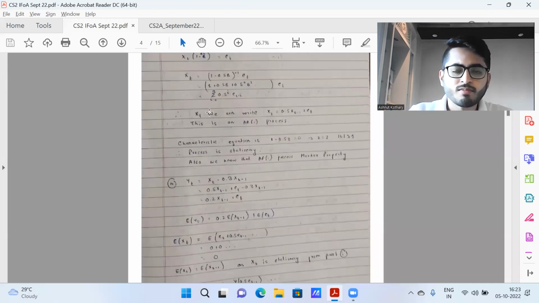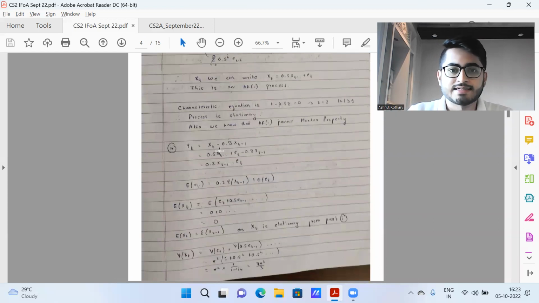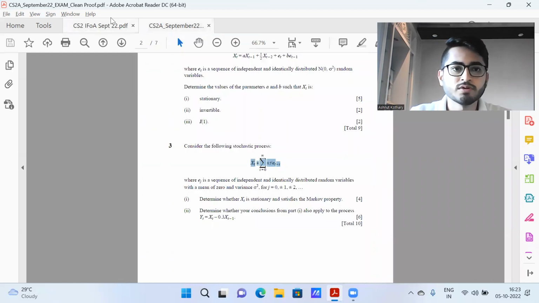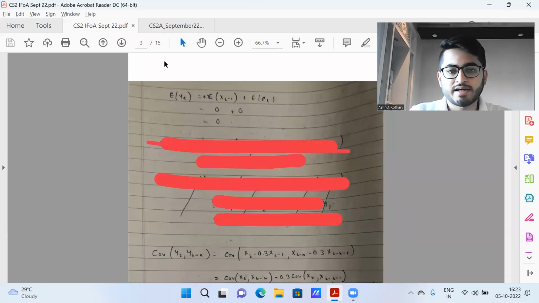Part 2, we have yt as xt minus 0.3 xt minus 1. My xt, I can also write this as 0.5 xt minus 1 plus et, so we get it in this particular form. I try to find expectation yt. For that, first I find expectation xt. Next, I find variance of xt. Once I have that, I try to compute expectation yt, which is coming out to be 0, which is constant.